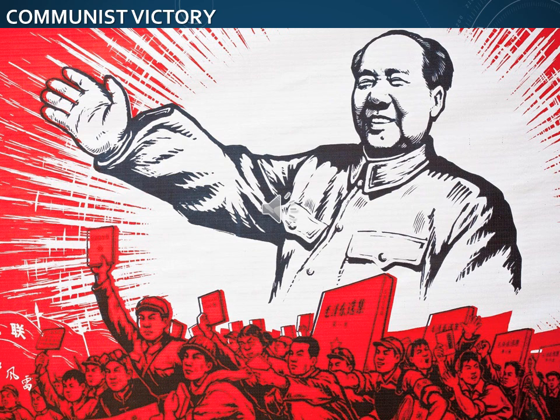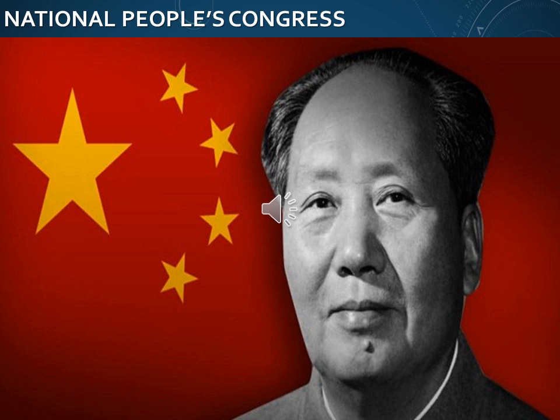National People's Congress. In September 1949, before fighting had ended in the south of China, the People's Political Consultative Conference met in Peking, consisting of over 650 delegates. Delegates are those who attend a conference from the Communist Party and other left-wing organizations.